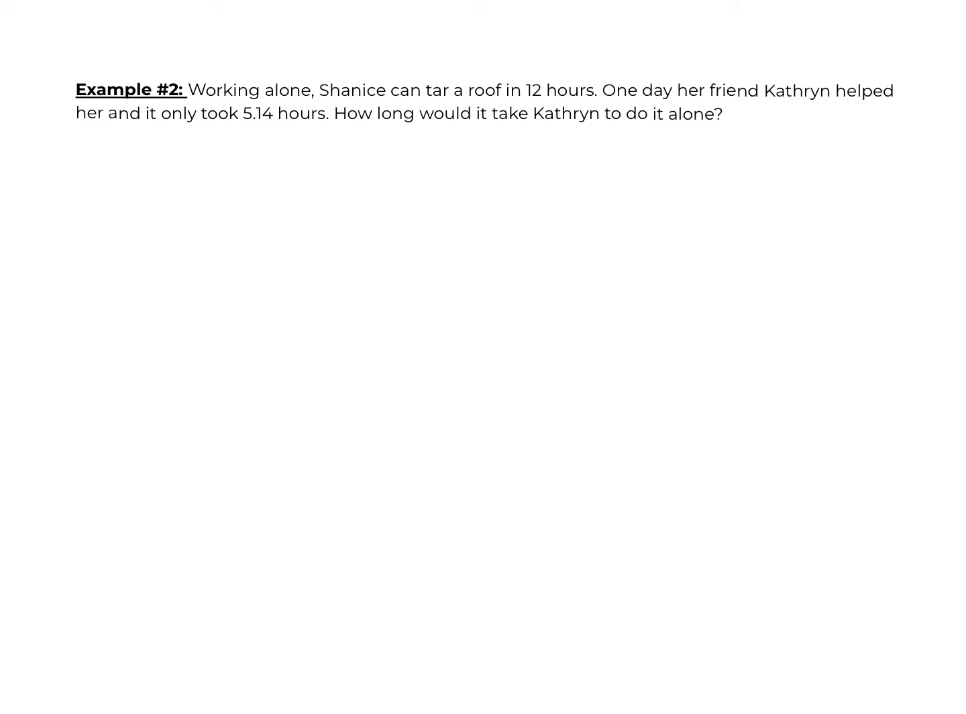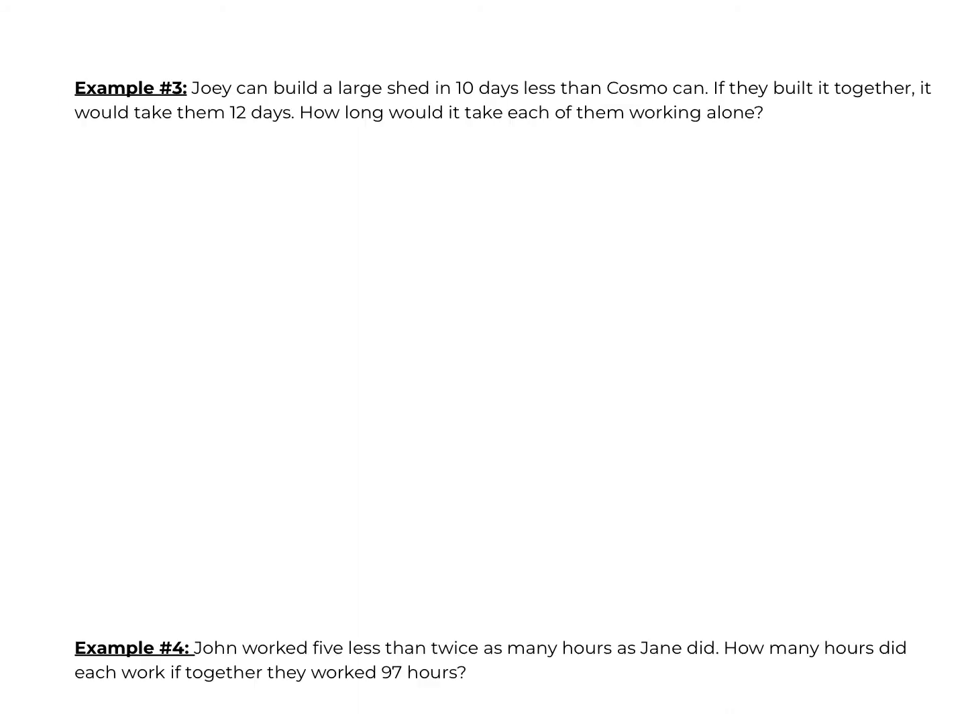All right, I'd actually like you guys to try example number 2 for homework, and then we're going to do example number 3 together. All right, let's take a look at example number 3. So it says, Joey can build a large shed in 10 days less than Cosmo. If they built it together, it would take them 12 days. And they want to know how long would it take each of them if they worked alone.